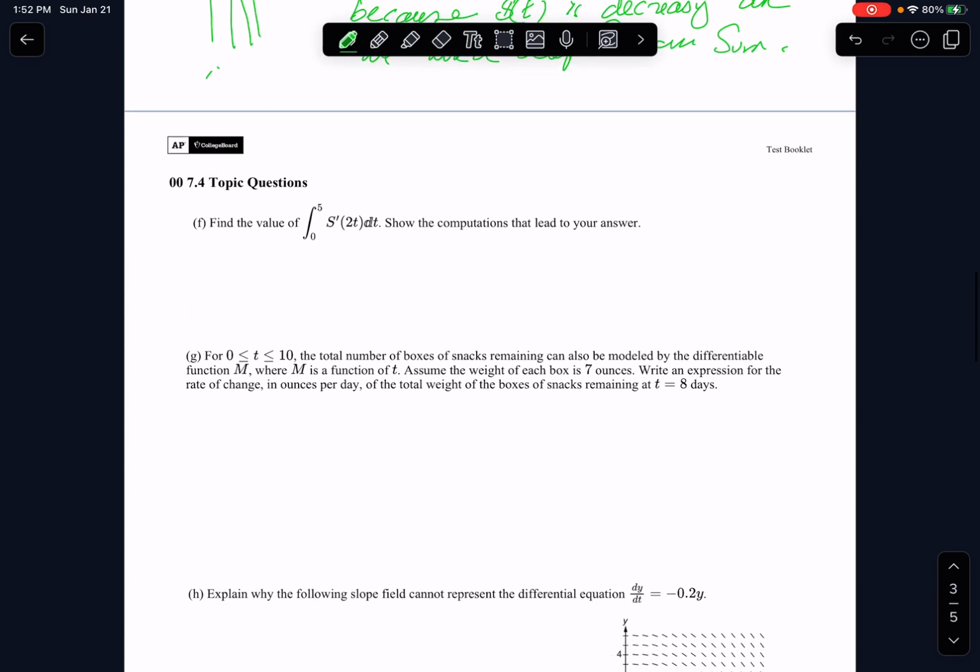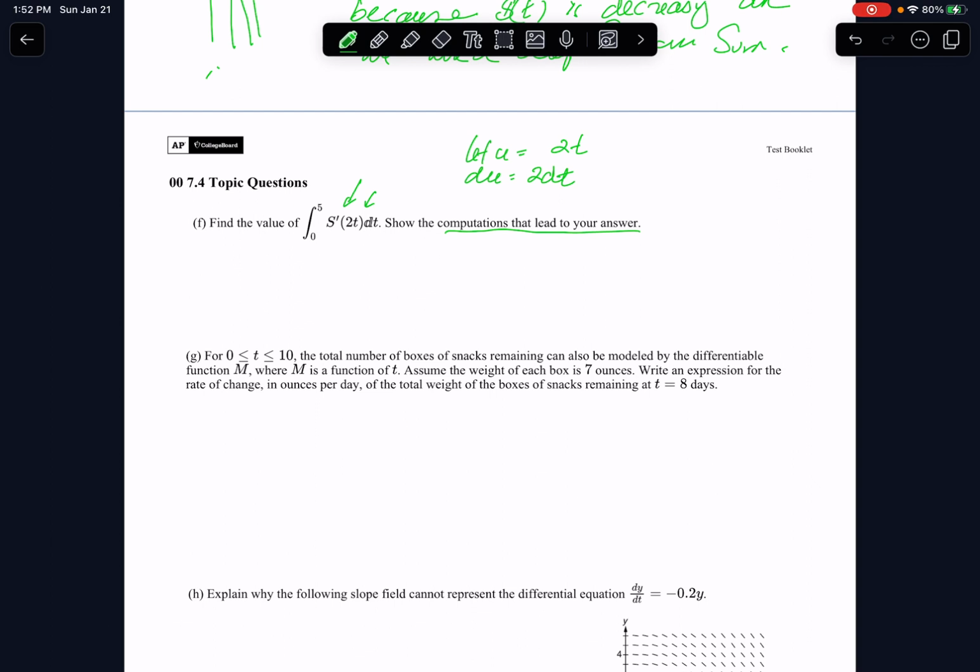Part F. Find the value of 0 to 5 of S prime of t, 2t dt. Show the computations that lead to your answer. Well, if we take the integral of S prime, we're getting S, and that's what we have. So this is not going to be some difficult thing. Now, we do have a 2t here, so we're going to have to let u equal 2t. So du is 2 dt.